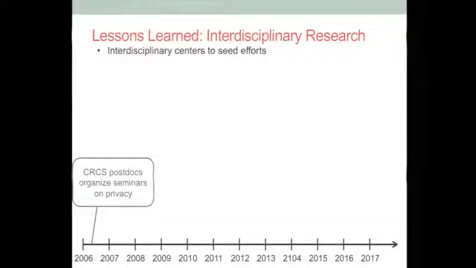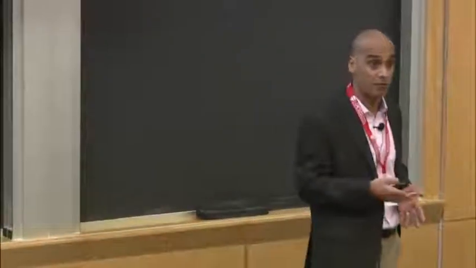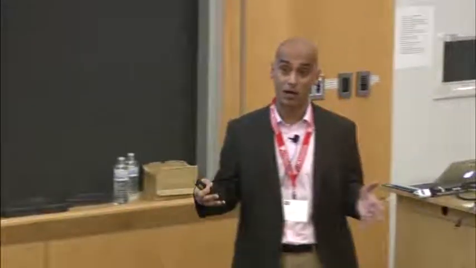For me, really, I draw the spark all the way back to 2006, where the postdocs in the Center for Research on Computation and Society organized a series of seminars on privacy that served to open the minds of many of us who are kind of in the core of computer science to the privacy problems that were being thought about outside, as well as emerging work within computer science. This was right around the time that differential privacy was emerging.